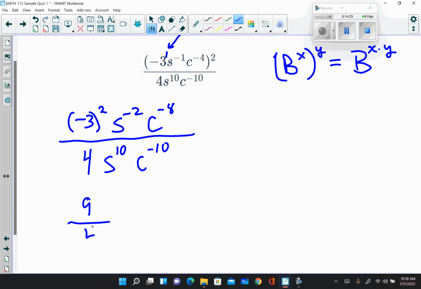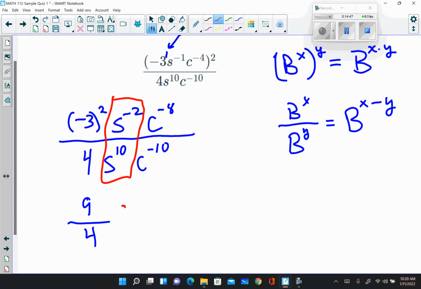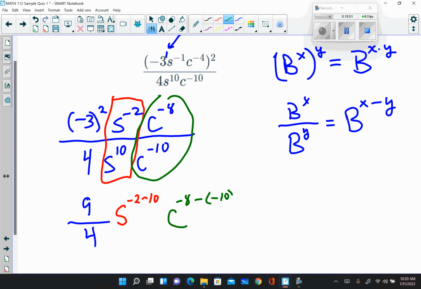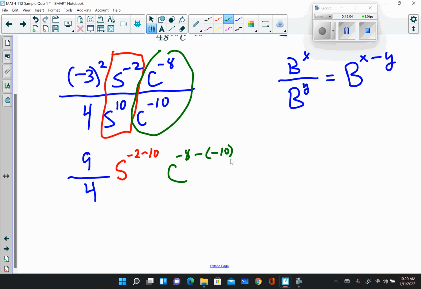On the bottom, we'll just leave that 4 for now. The rule for dividing, when a base has an exponent in the numerator and the same base has an exponent in the denominator, we keep the base, and the exponent is going to be the exponent in the numerator minus the exponent in the denominator. That means this part right here is s raised to the whatever -2 minus 10 is. And this part is c raised to the -8 minus 10. That's just using the rule that I just wrote over there.